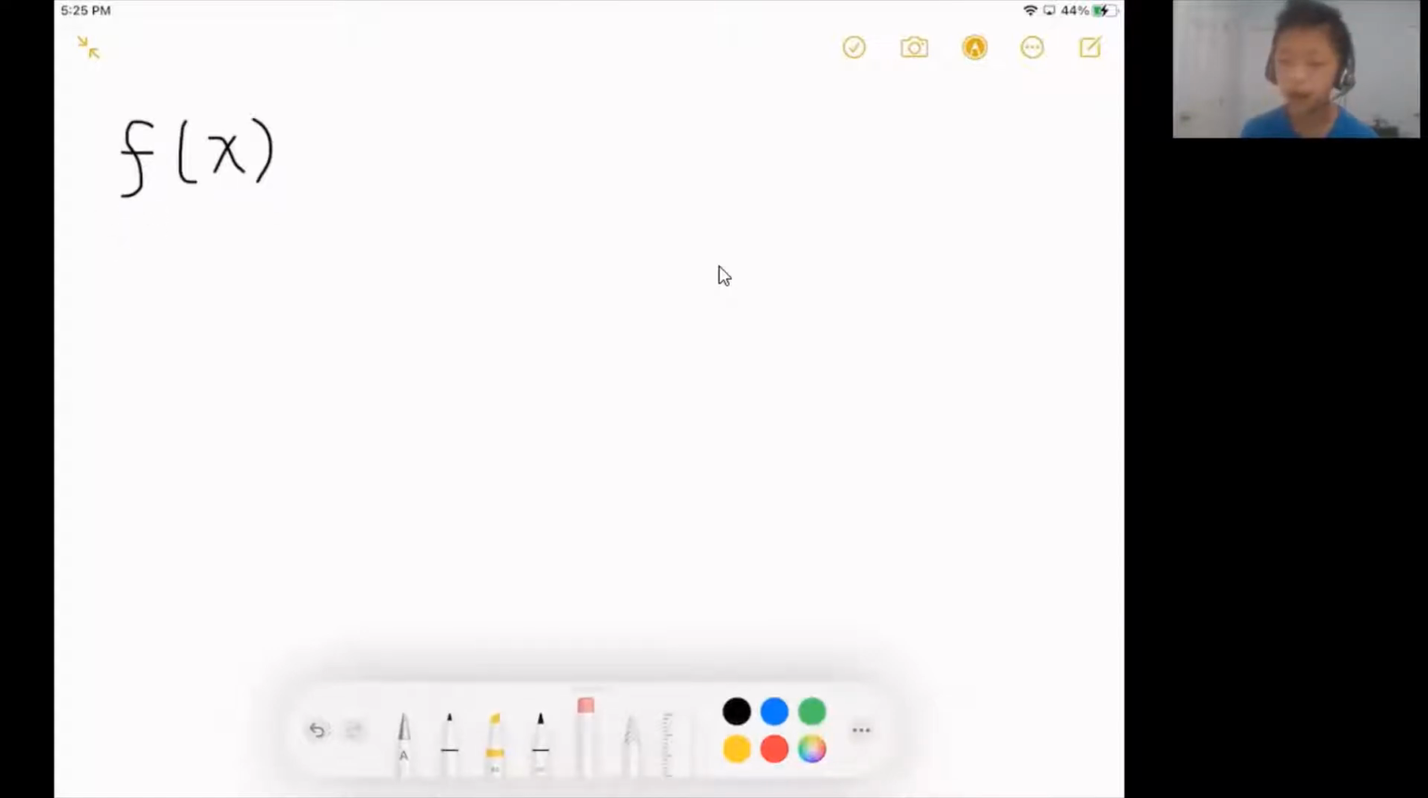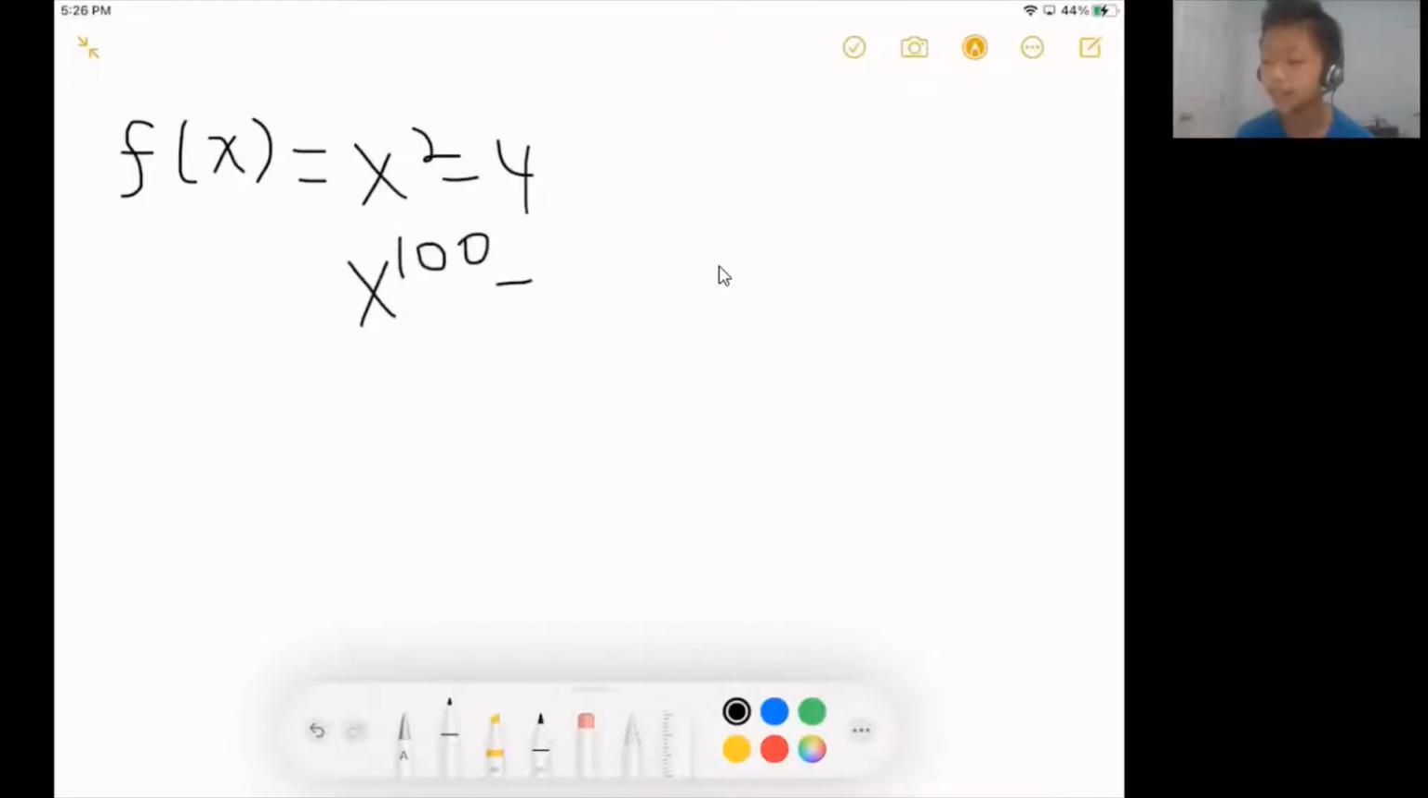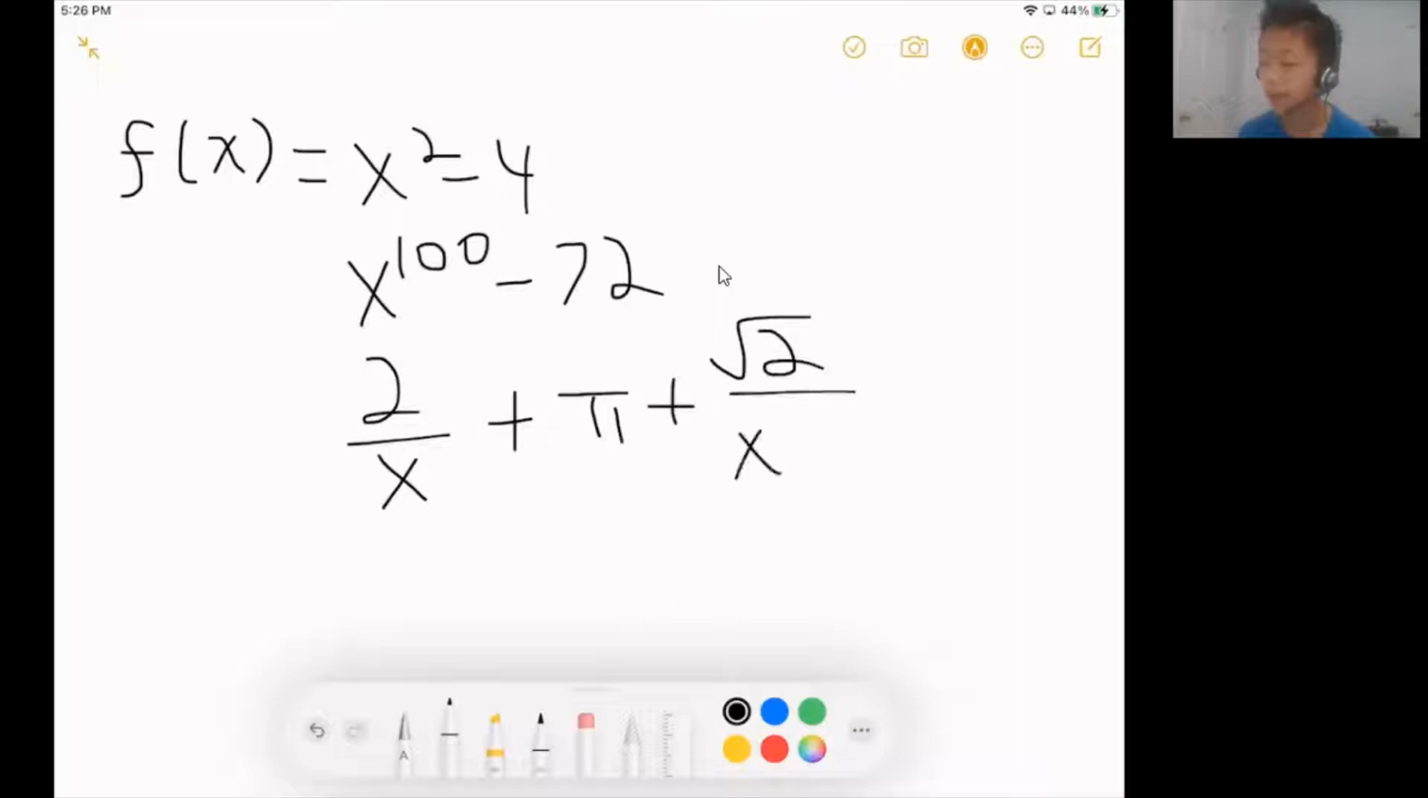So a function is basically any expression where, for any one given input, you will get exactly one output. That definition makes it really general. For example, f of x equals x squared minus 4 is a function. f of x equals x to the power of 100 minus 72 is a function. You can even have 2 over x plus pi plus square root 2 over x to the 20. This is also a function. It's just a really weird function.